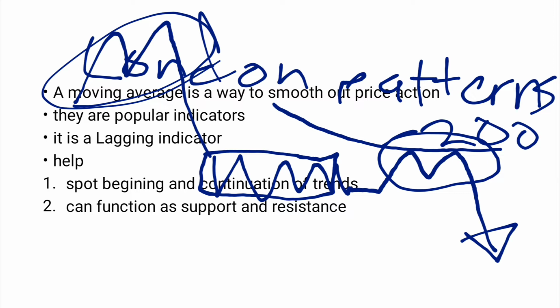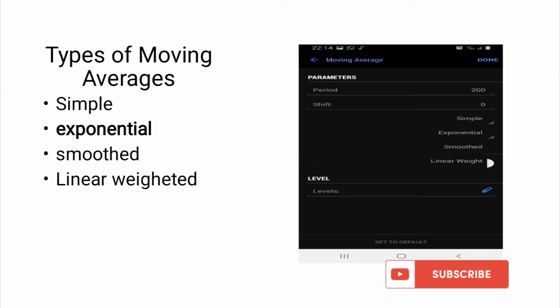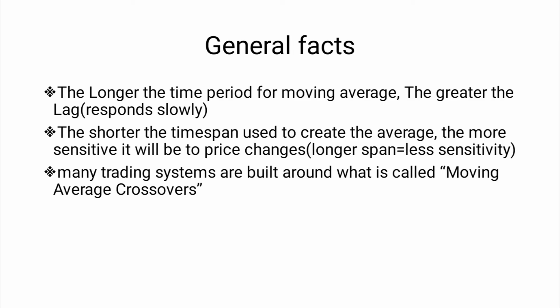It can also function as support and resistance. So you can clearly see that here the 200 acts as a support and resistance. So the types of moving averages: we've got the simple moving average and the important exponential moving average, also called the EMA or EMAs. And then we've got a smoothed moving average and the linear weighted moving average.